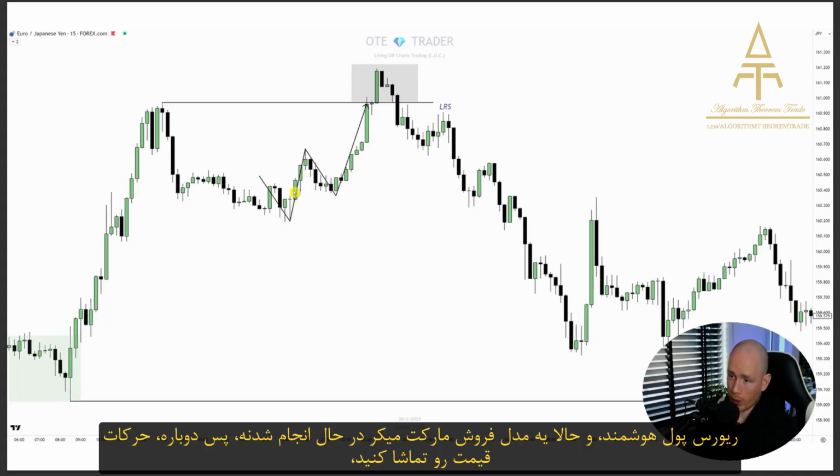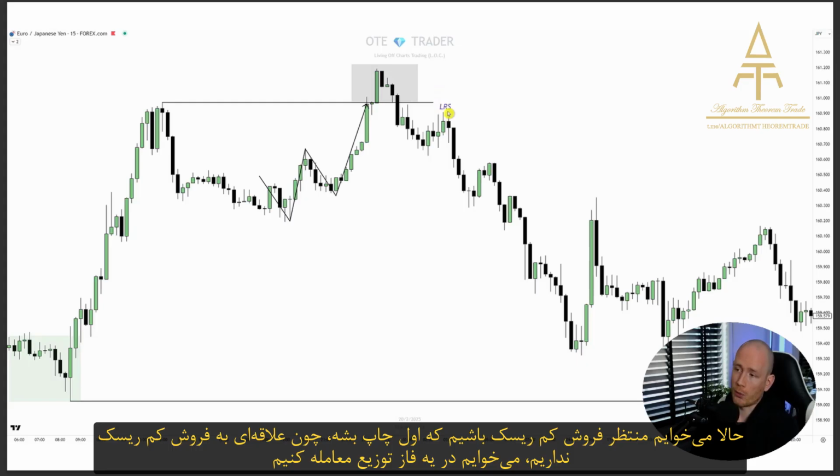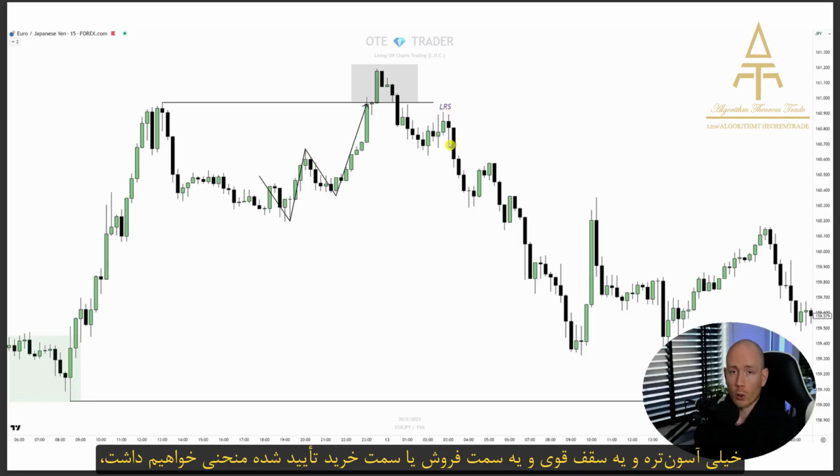So again, watch the price legs. Goes down over here, up, retracement, up. The retracements, again, this is where old buying or old selling is occurring. Now we want to wait for the low risk sell to print first because we're not interested in low risk sell. We want to trade in a distribution phase. It's way easier and we'll have a strong high and a confirmed sell side or buy side of the curve.